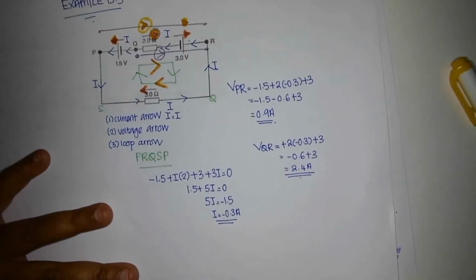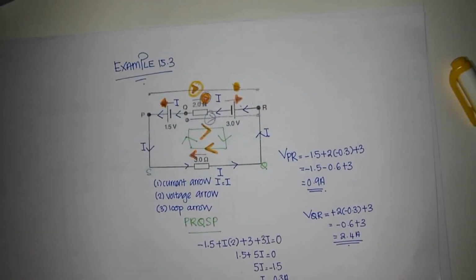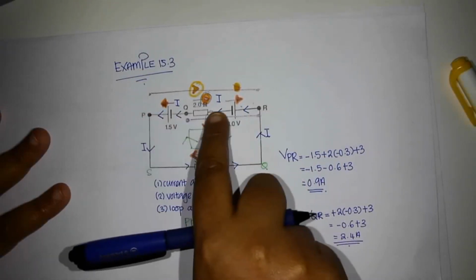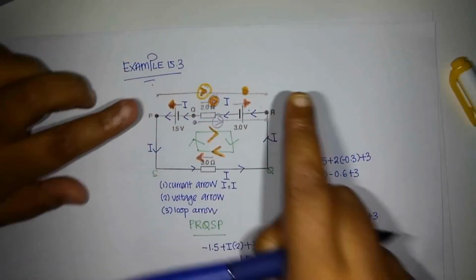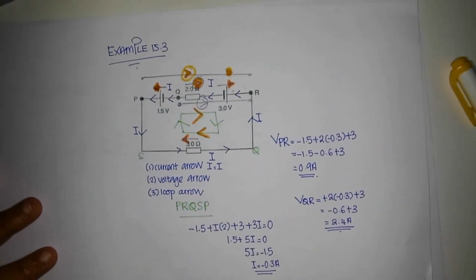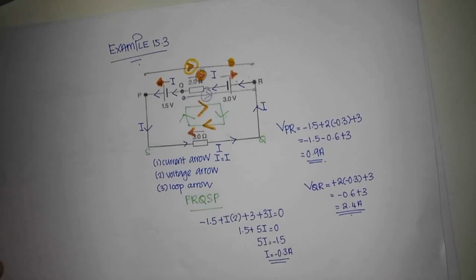So that is it. From one point to another point, it doesn't equal 0, because it's not a closed loop. So you just follow. As you go, you follow the voltage arrow until you reach that particular point. So that will be example 15.3. Right, thank you, class.